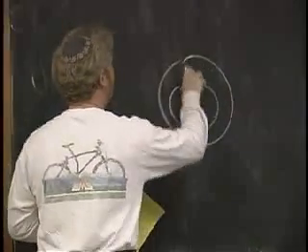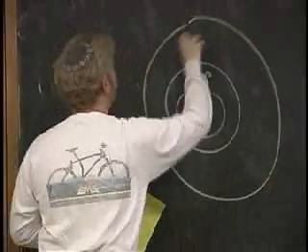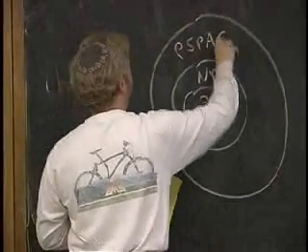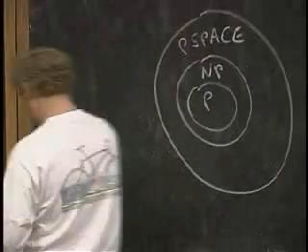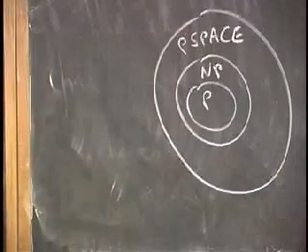P, NP, P space. Let's get a real piece of chocolate. Okay.